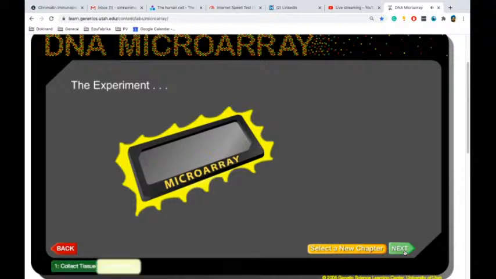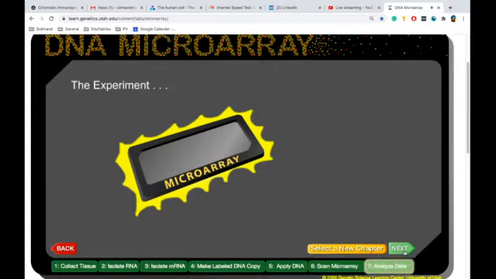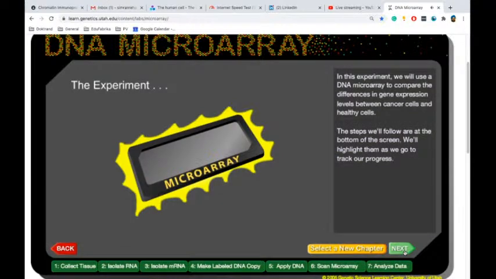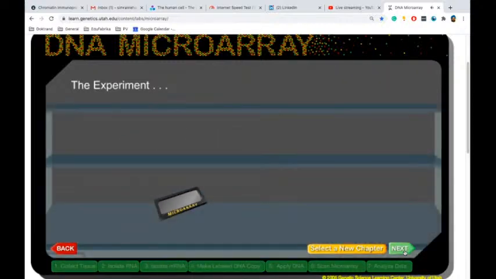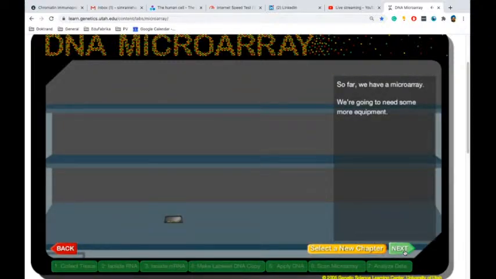So here is where the microarray comes in. You collect your tissue, isolate RNA out of it, then isolate mRNA, make a labeled DNA copy, then apply that DNA to the microarray, scan the microarray, and then analyze the data.